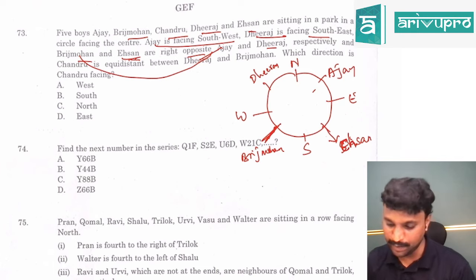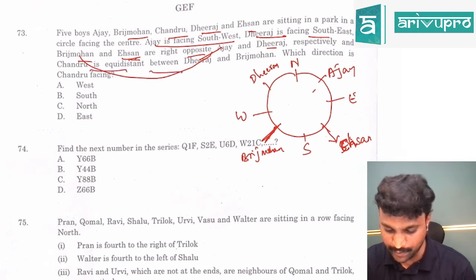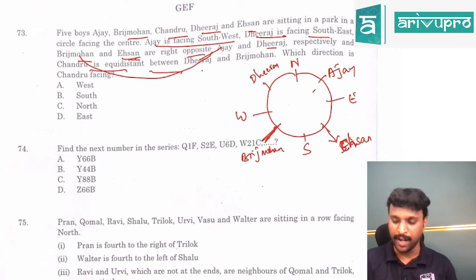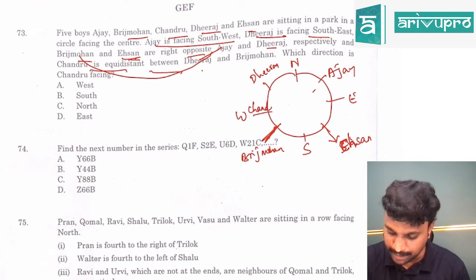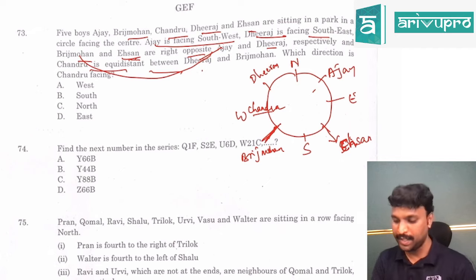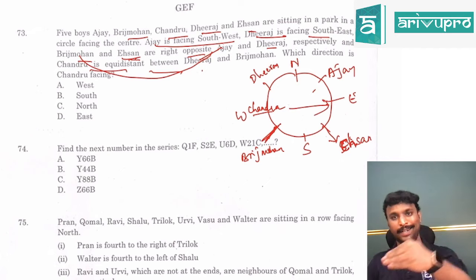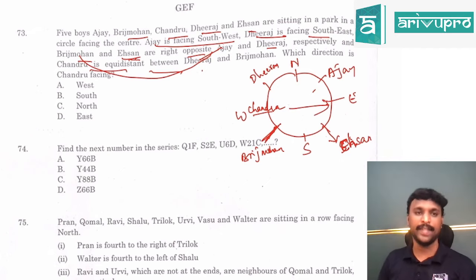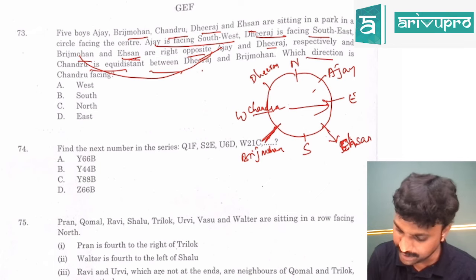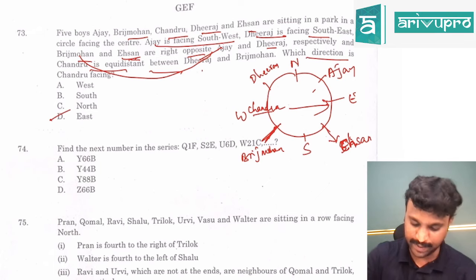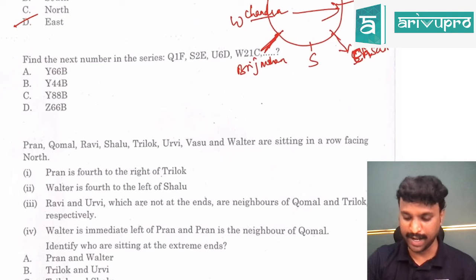Now the next part of the question says that Chandru is equidistant from Dheeraj and Brij Mohan. So definitely Chandru must be facing which direction? Because he is seated facing the center, Chandru is facing east. So the question they have asked is, which direction is Chandru facing? He faces east. Look at the next question, guys.